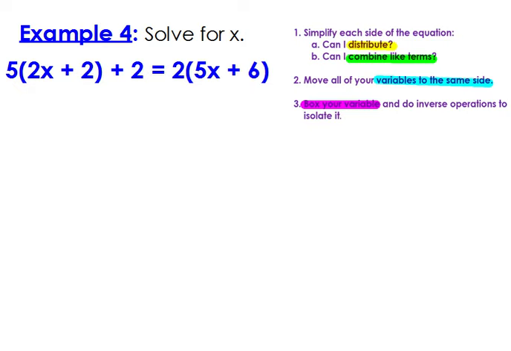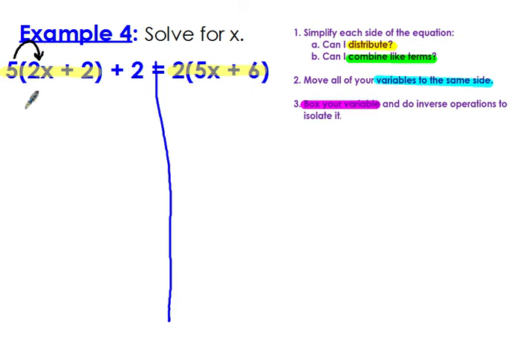Final example. Draw your line down the middle again. First step, can I distribute? And I can on both sides, again. But this 5 is only going to these two terms. I'm not touching this 2 because these two terms are in parentheses. And this 2 is going to go to these two terms. So I'm going to go ahead and do my distributing.